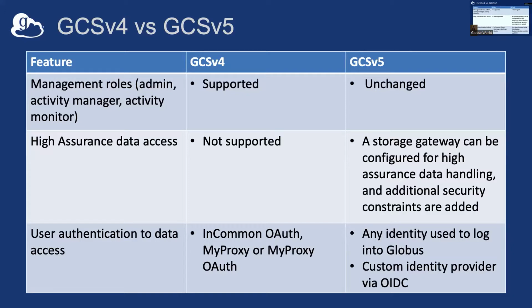High assurance data access is simply not supported in V4. V5 obviously supports that. You set up a storage gateway with it and then collections on that, right? And then the user authentication to data happens using, in V4, we were using X509 certificates. We used OAuth MyProxy, either through the InCommon one, the CA logon one, or the MyProxy OAuth. Whereas here we moved to OIDC.